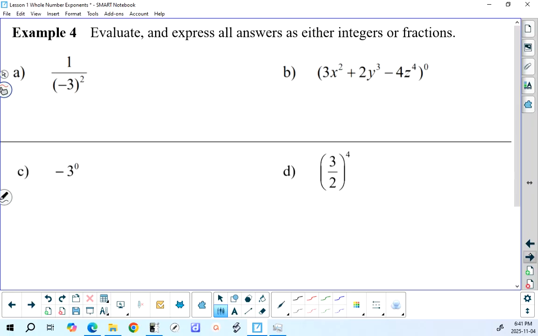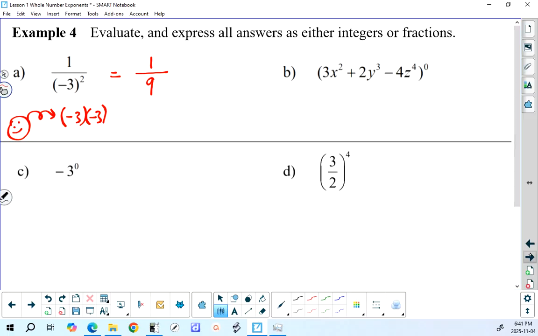So all this means is 1 over negative 3 squared. So in my brain, and you can write this down if you like, I'm thinking negative 3 times negative 3. Well, negative times negative is positive, and 3 times 3 is 9. So 1 over negative 3 quantity squared is 1 over 9.